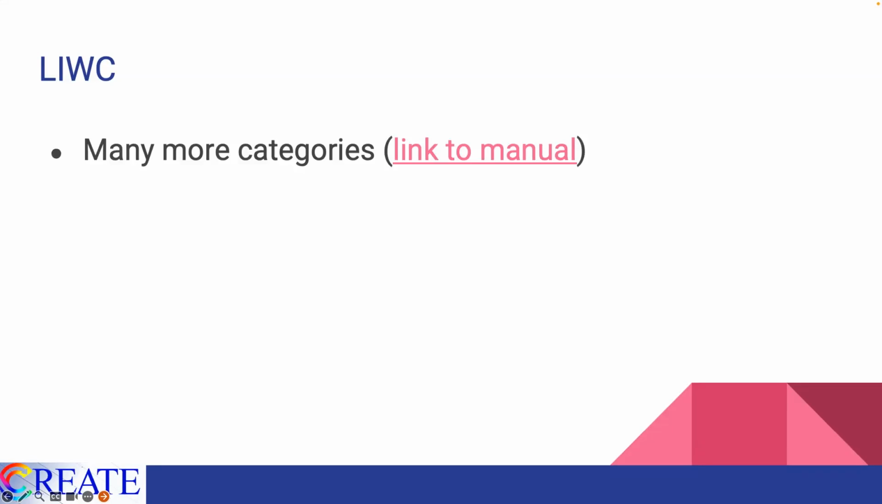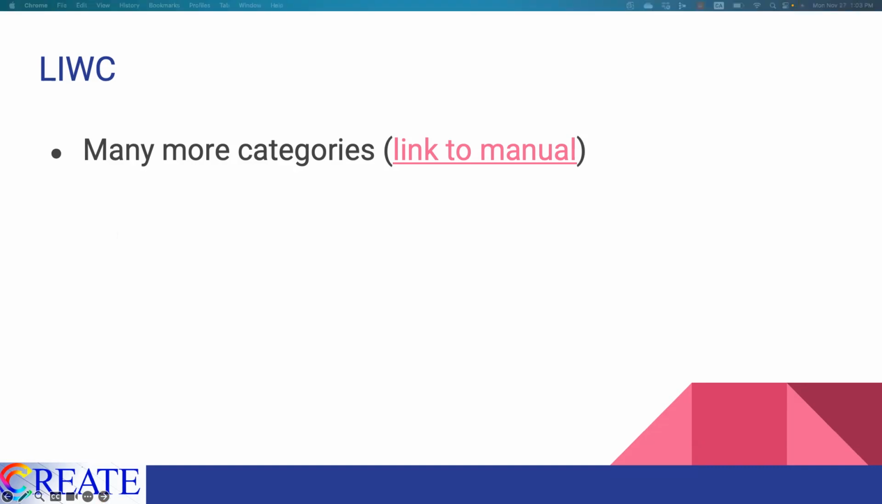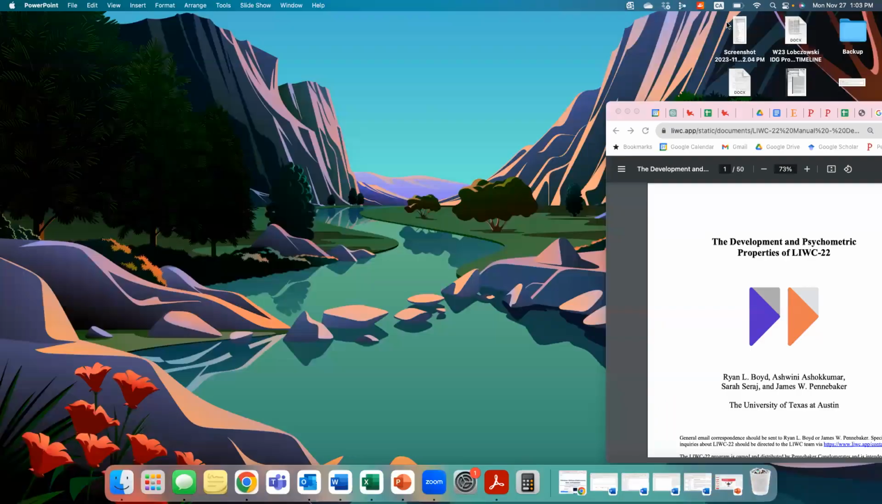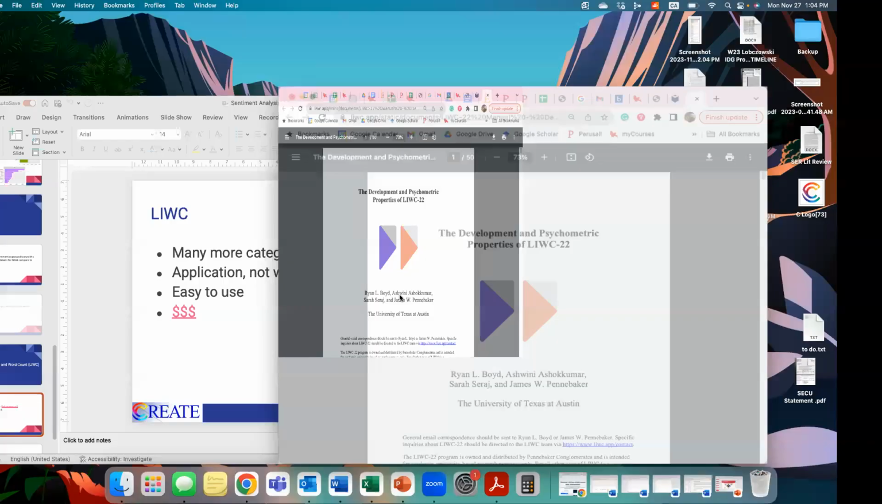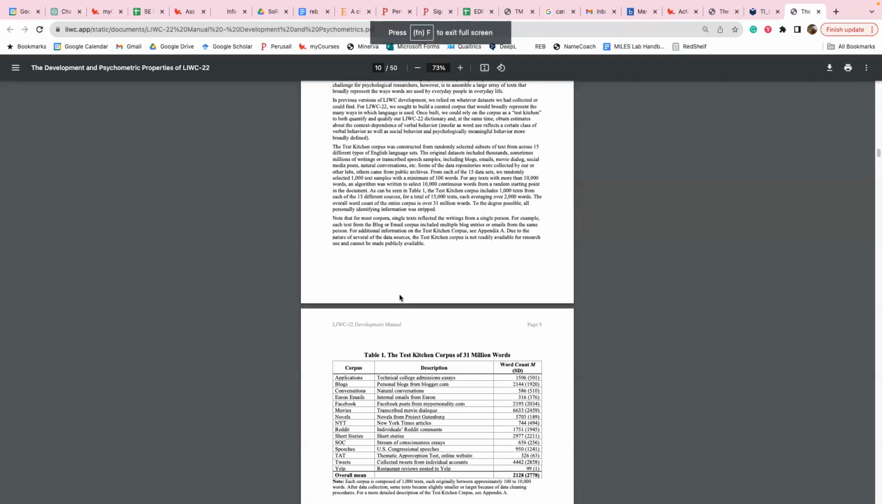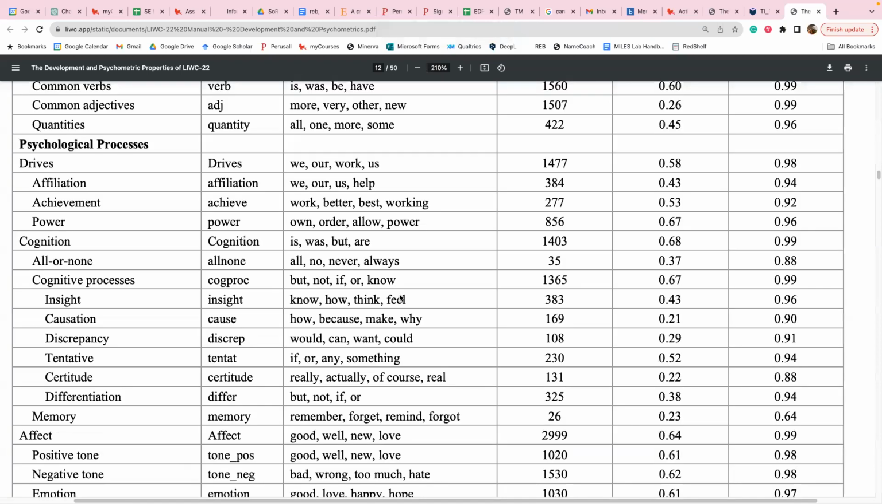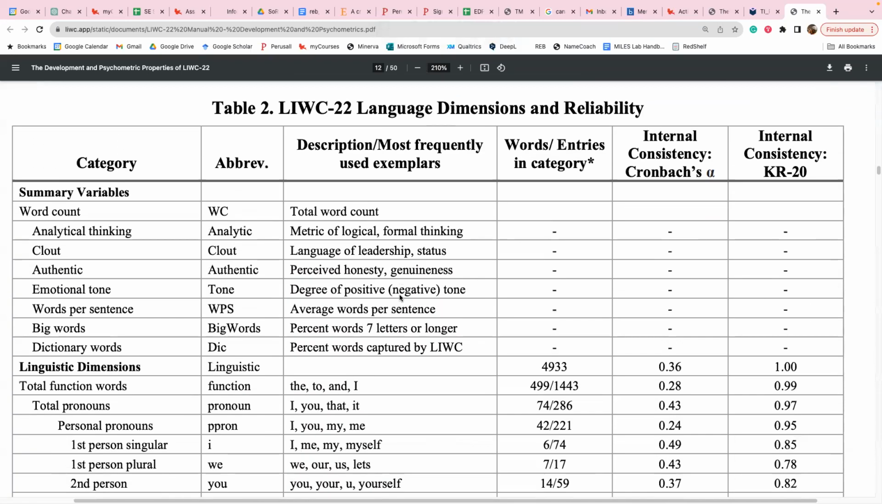So Luke has many more categories. Let's see if I can click on this and it actually worked. What do we think? So this is the manual. Okay, so in this manual, just to give you a perspective, you scroll down, and again, this is what Luke looks like.